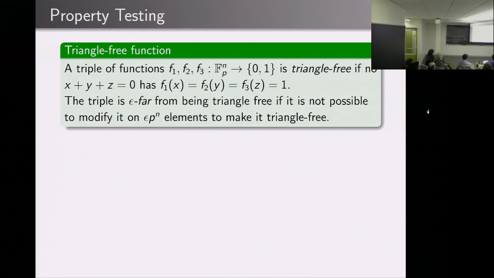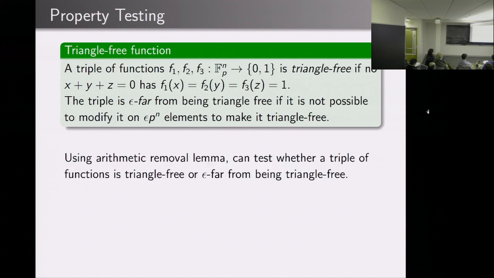And then we say that this triple is epsilon far from being triangle free if not only is it triangle free, but we cannot modify it on a small fraction of the elements to make it triangle free. Okay. And then we want to test, if we have three functions, we want to efficiently test whether they're triangle free or far from being triangle free. And in the middle it's okay if we make a mistake, but if we're not in the middle, we don't want to make a mistake, at least not with high probability.